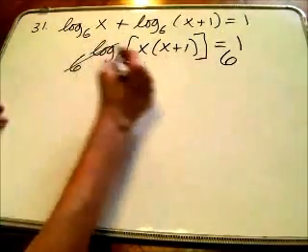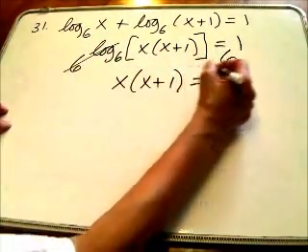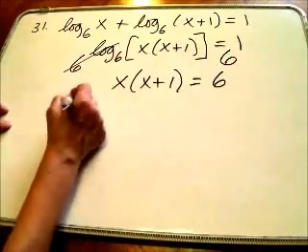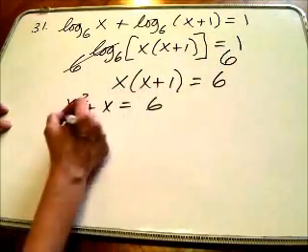So now that cancels out, they undo each other, and you end up with what's inside. 6 to the 1 is 6. X squared plus x equals 6. Bring the 6 over.